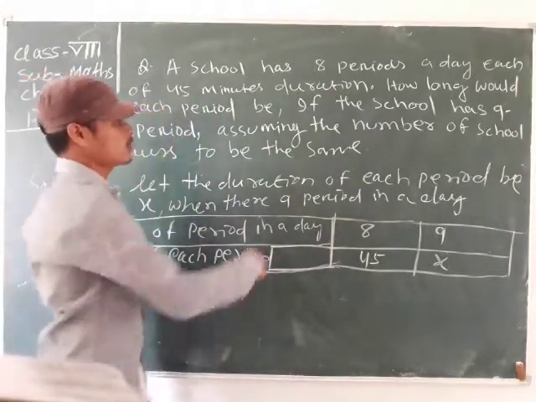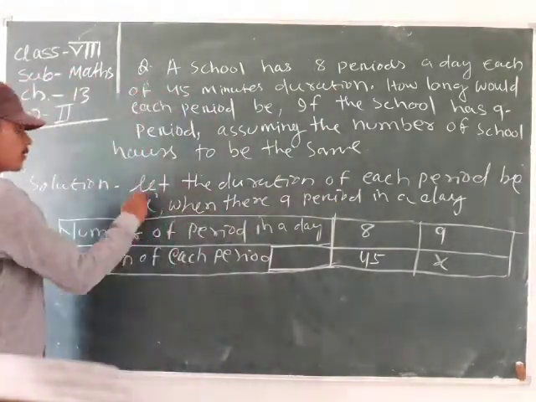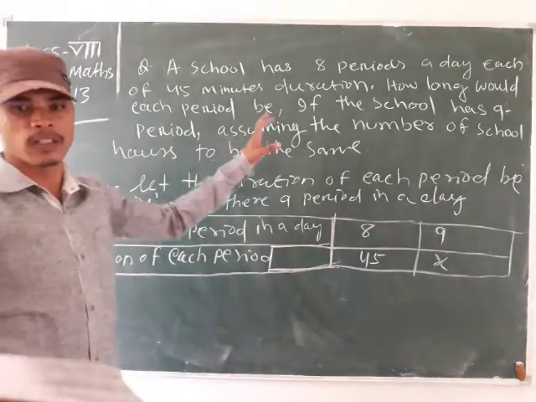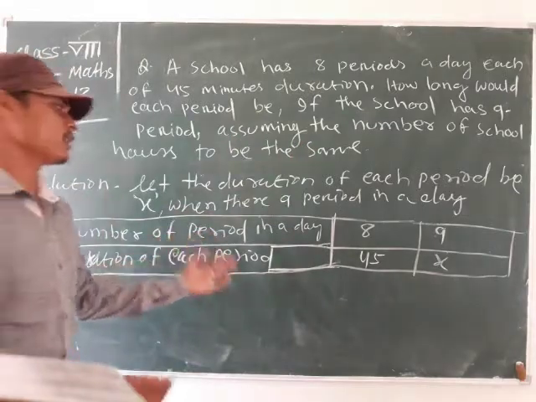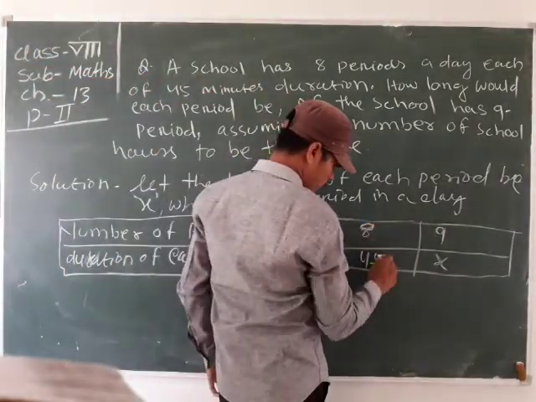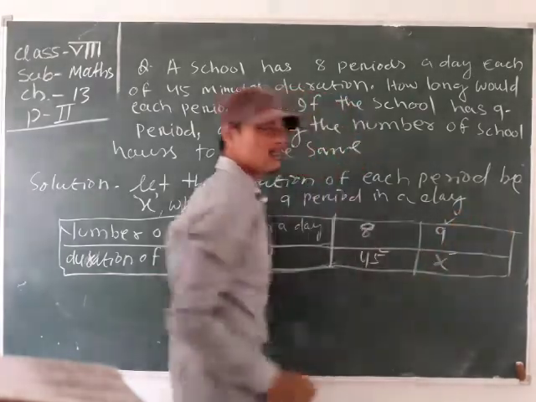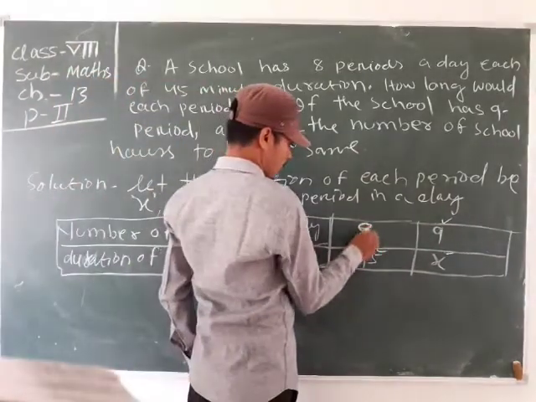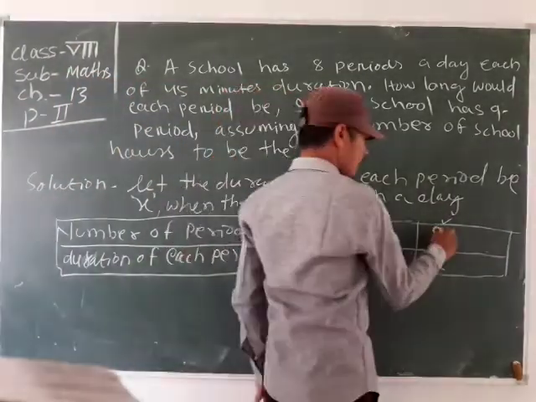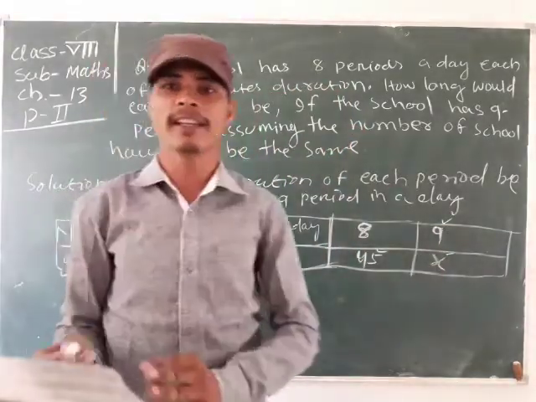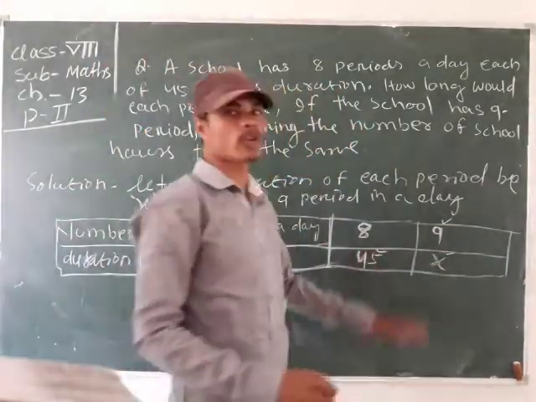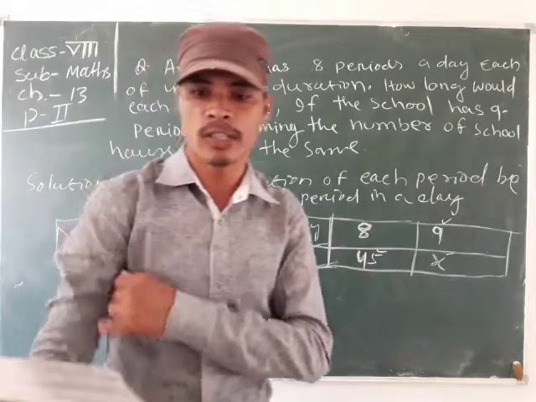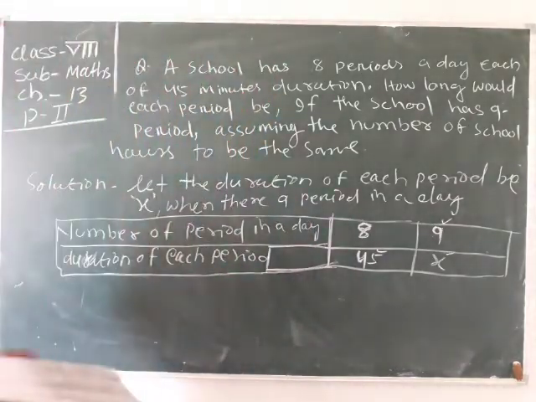Why x minutes? Because here we take the value as x minutes. Now we can know that more periods means less duration, and less periods means more duration. Here, 8 periods is 45 minutes. When the periods increase to 9, the time will obviously decrease. So more periods, less time; less periods, more duration. Hence it is the case of inverse proportion.